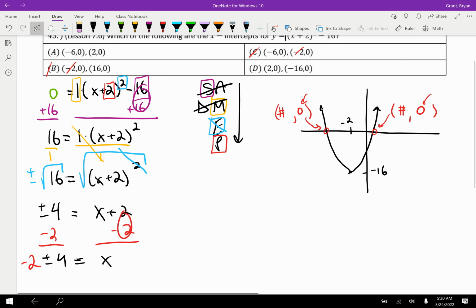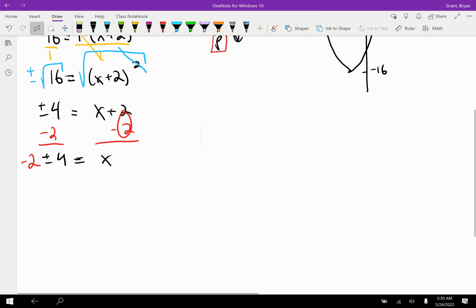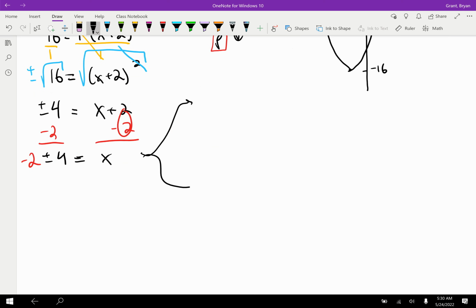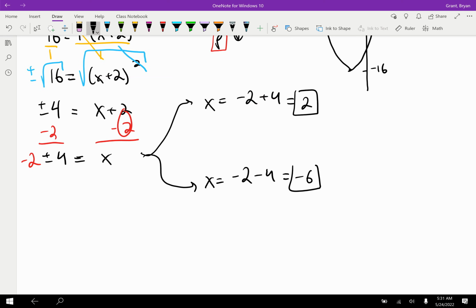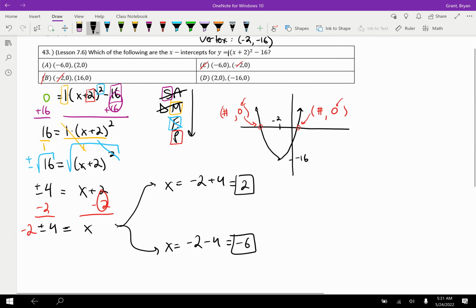Unfortunately, they did not give us the answer like that up above, so what we're going to do is just make two different equations. We're going to say x is equal to negative 2 plus 4, and x is equal to negative 2 minus 4. Negative 2 plus 4 is like 4 minus 2, that's 2. Negative 2 minus 4, negative 6. And so what that tells us then is that our x-intercepts will be 2, 0, and negative 6, 0, which hopefully is an answer somewhere on here, and it is. It looks like it's an answer of A.